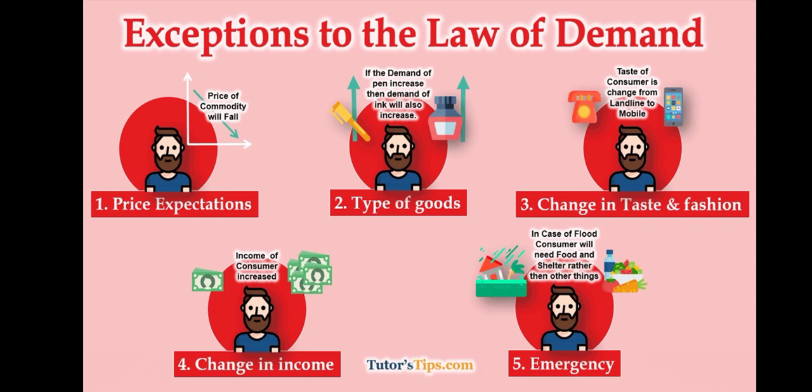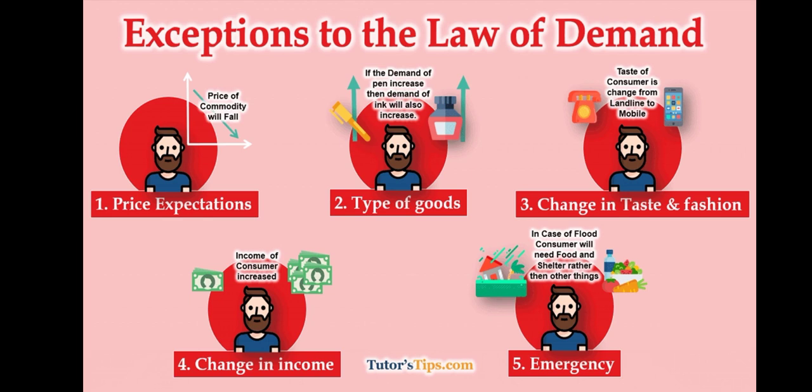So these are the brief exceptions to the law of demand: price expectations, type of the goods, substitute or complementary, then change in taste and fashion, change in income, and emergency. These five are actually the important ones. This is the new head, the exceptions to the law of demand.